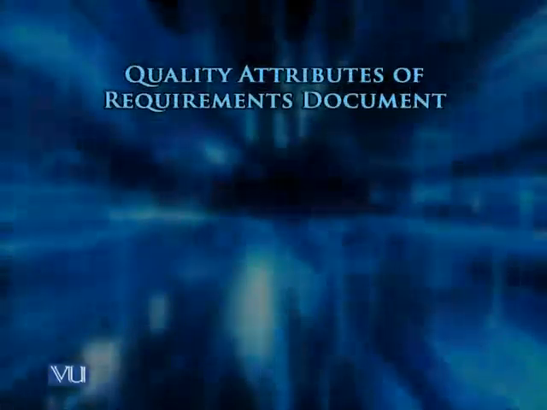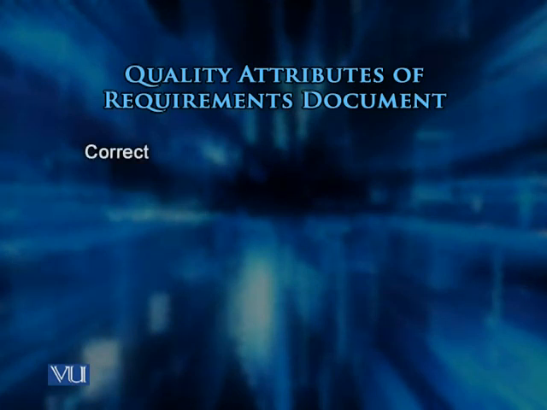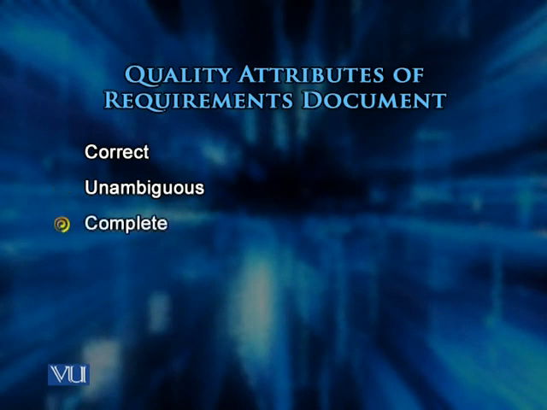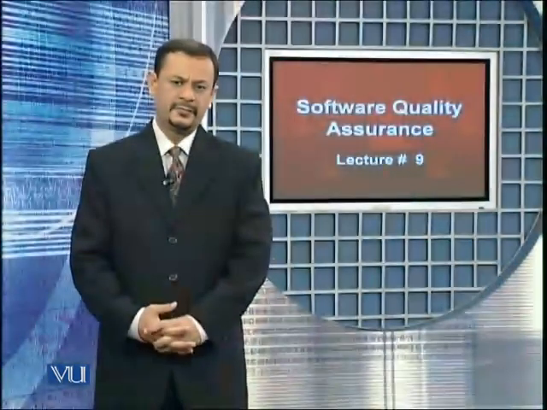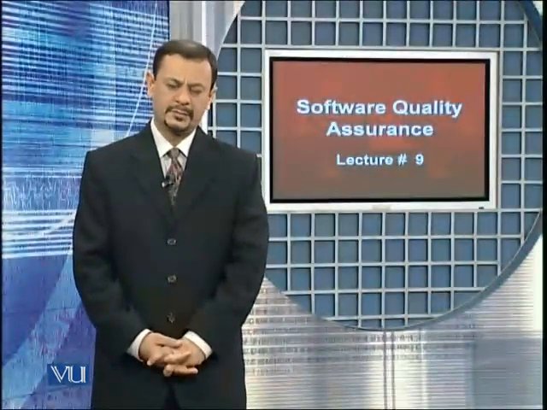Now we are going to discuss the quality attributes of software requirements document or SRS. Here you can see 5 quality attributes of the requirements document, and I'll read them. A requirements document should be correct. It should be unambiguous. It should be complete. It should be verifiable. It should be consistent. So these were the first five quality attributes of a requirements document.